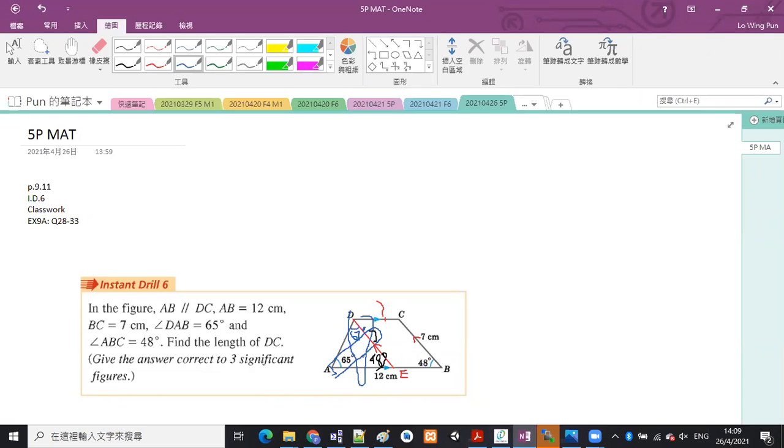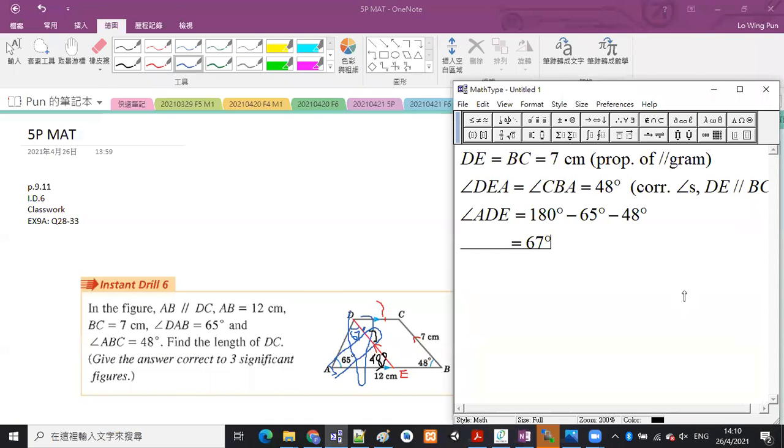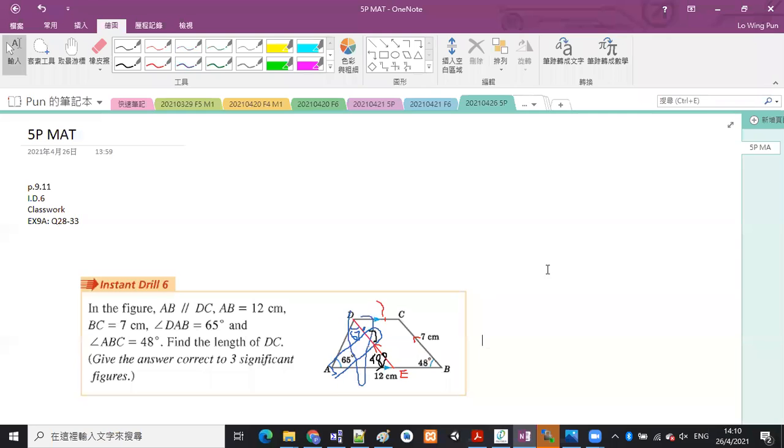Because if we can find the length of AE, we can use 12 cm minus AE to find EB. And that will be what we want to find. Okay, so let us set up the sine formula. Let me paste it here first.